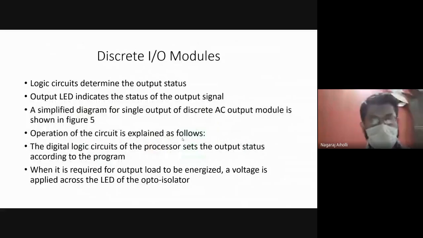So the operation is clear here. The digital logic circuit operates the processor, which sets the output status according to the program stored in the processor of the PLC. When it is required for the output load to be energized, a voltage is applied across the LED of the optocoupler.